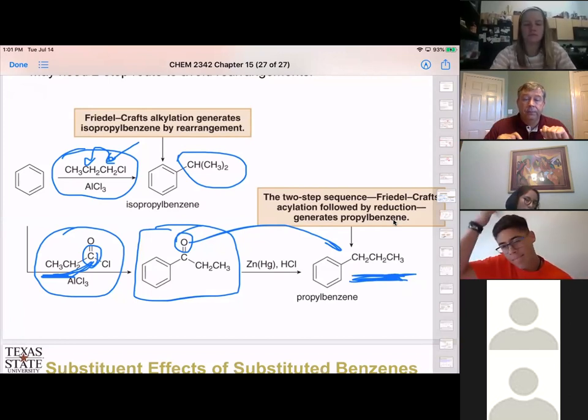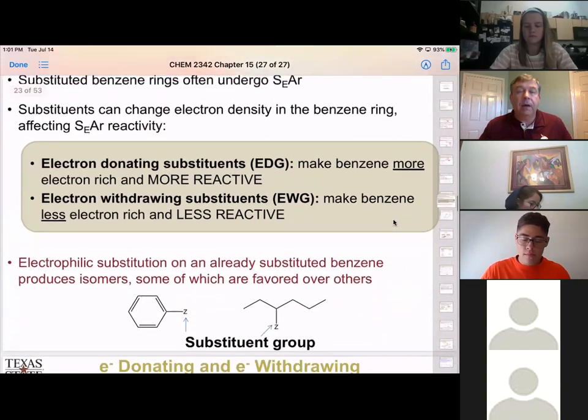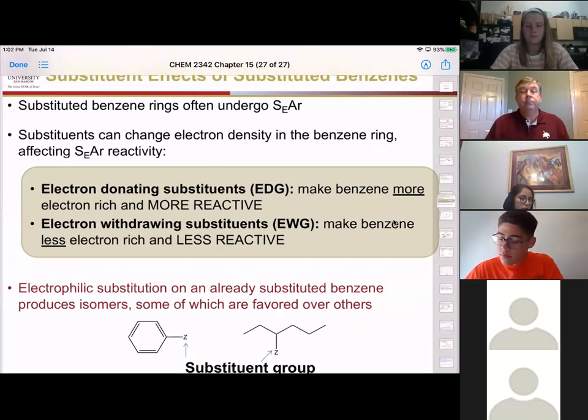Okay, now the next thing we need to talk about is substituent effects on the benzene. Let's say you already have a substituent on the benzene ring. Where's that electrophilic reaction going to take place? Well, it depends on what that substituent is. Okay, so let's start with thinking about, instead of using benzene to start with, let's do something else like a toluene or an aniline, okay? So to decide how that's going to affect our reaction, we have to decide first whether it's an electron withdrawing substituent or an electron donating substituent.